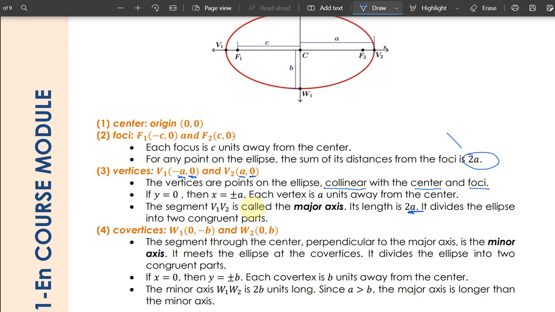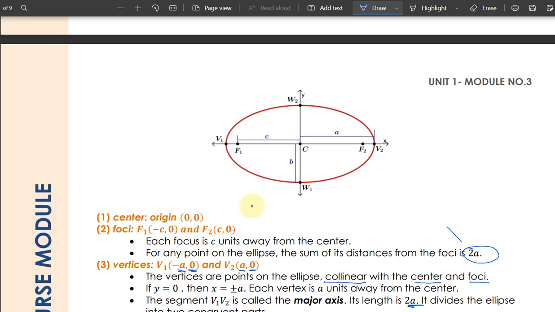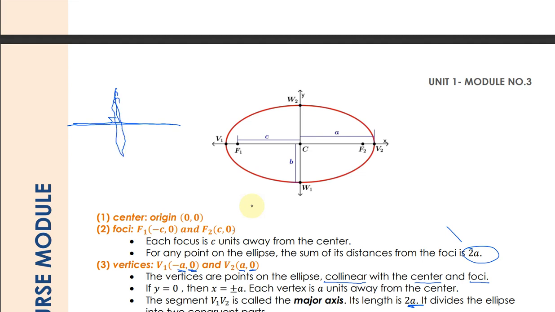Okay, so the segment through the center that is perpendicular to the major axis is called the minor axis. Perpendicular means they are 90 degrees apart. So this is 90 degrees. If this is your major axis, then your minor axis will be this one, perpendicular to it. So this is your minor axis. It runs from co-vertex 2 to co-vertex 1, or vice versa. So this is your minor axis, this is your major axis.